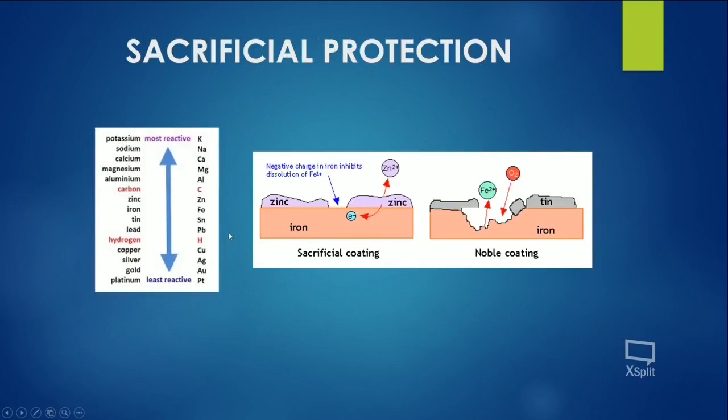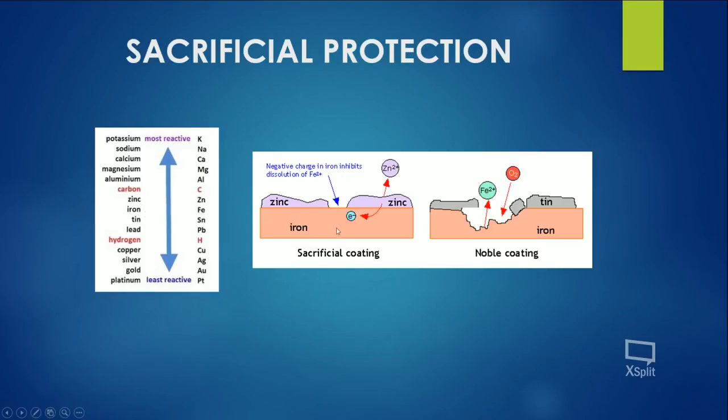The first thing about sacrificial protection is the idea that there's a difference in reactivity between zinc and iron. Remember, in the reactivity series, zinc is higher up than iron, suggesting that zinc is more reactive, which means that zinc would much prefer to be in its ionic form rather than iron. So zinc has a higher tendency to go into its ionic form than iron.